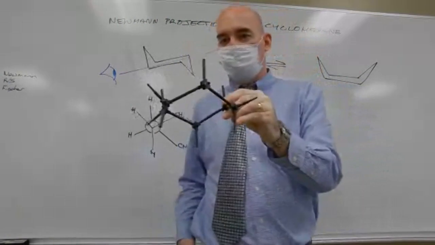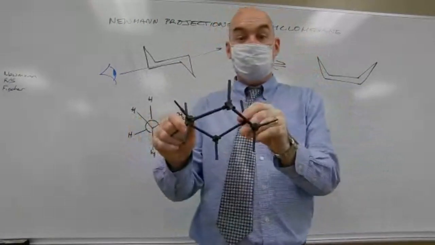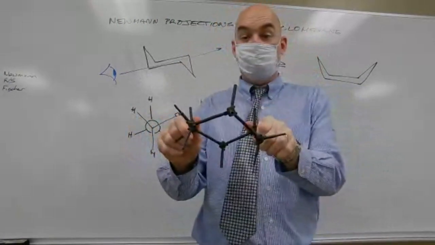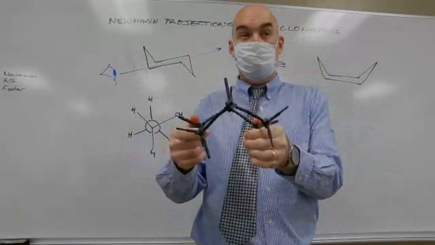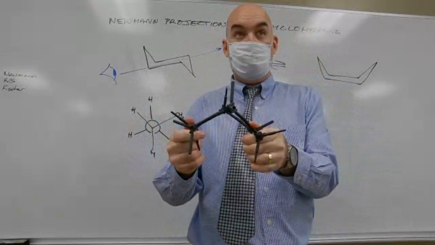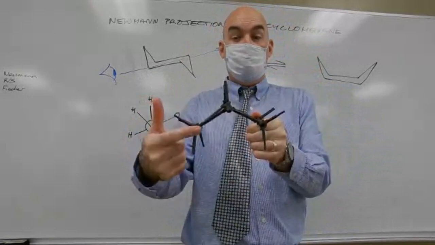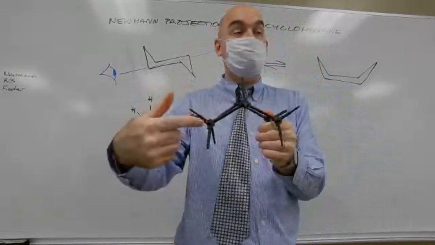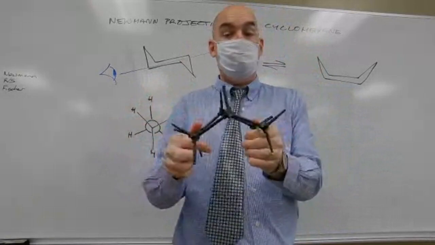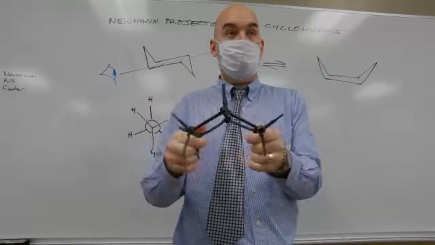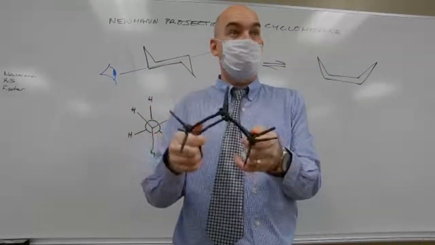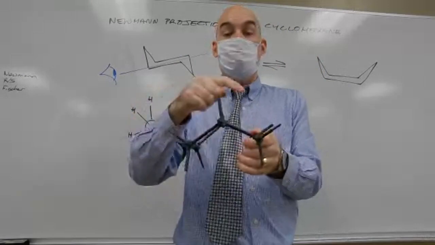That was this. To turn this chair into a boat, I'm going to flip that back, apex up. Again, the front part of my molecule didn't change. The ring flip doesn't affect the front part, just the back part. But now everything is eclipsed.